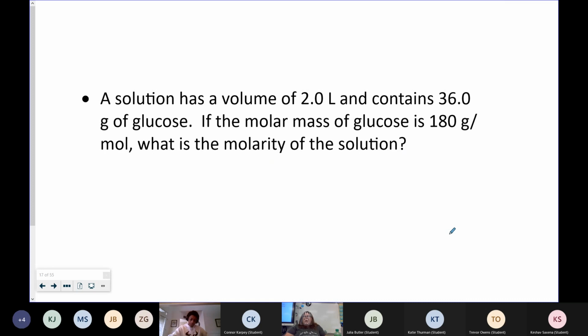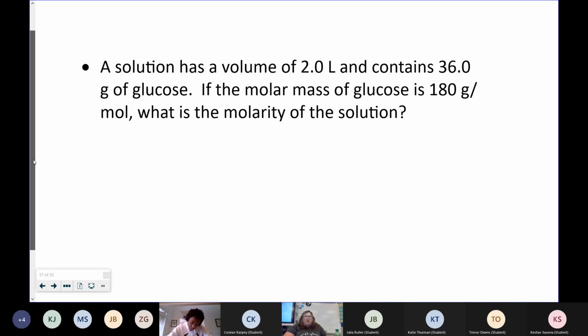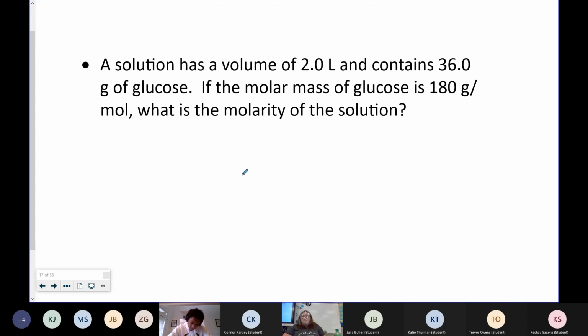Let's look at this one. We have a solution that has a volume of 2 liters, and it contains 36 grams of glucose. If the molar mass of glucose is 180 grams per mole, what's the molarity of the solution? Remember, molarity is moles over liters. Looking at what it gives us, we have a volume of 2 liters, so that's going to go on the bottom.